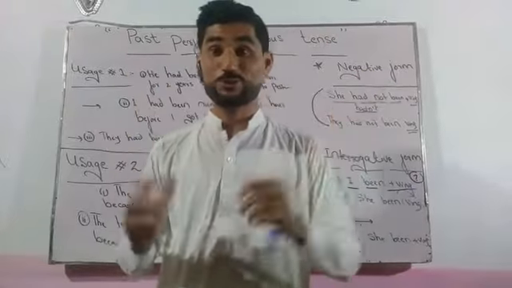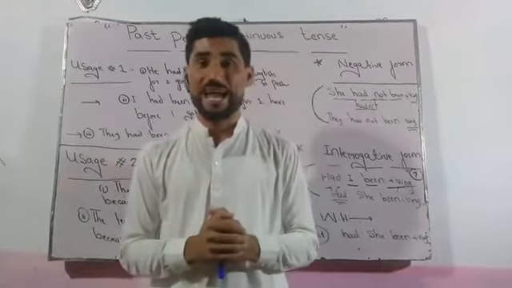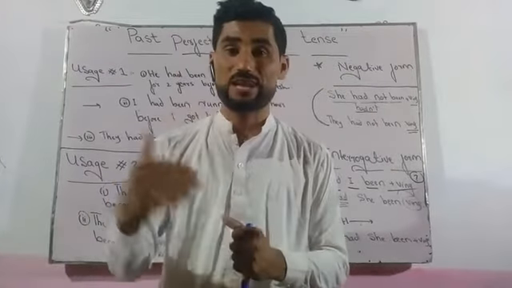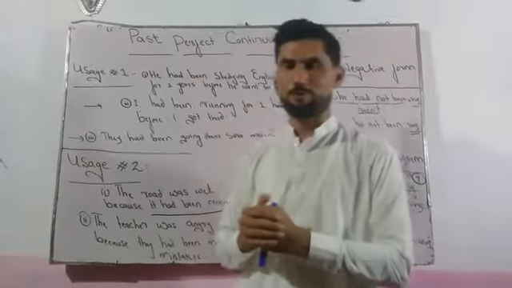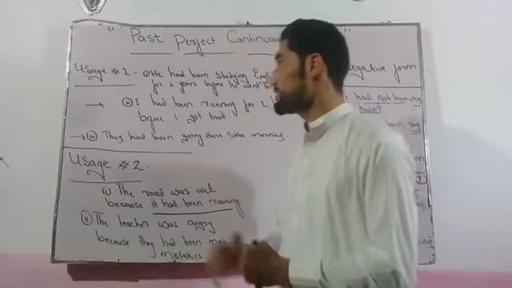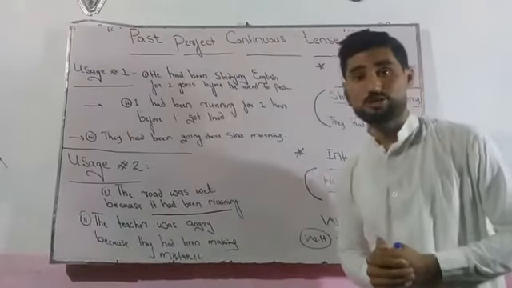Let's get on the first usage of the past perfect continuous tense. This tense is used to express an action that was in progress before another action in the past. Let's take a look at the affirmative form of the past perfect continuous tense. So, he had been studying English for 2 years before he went to Peshawar.